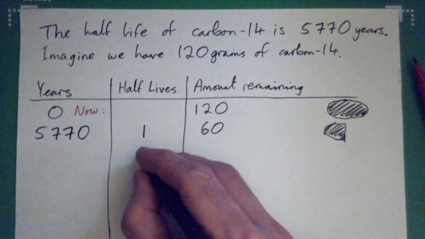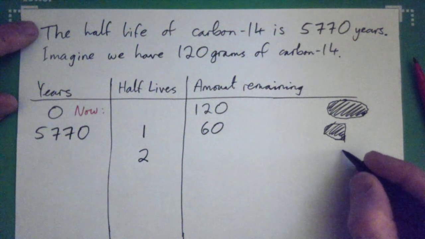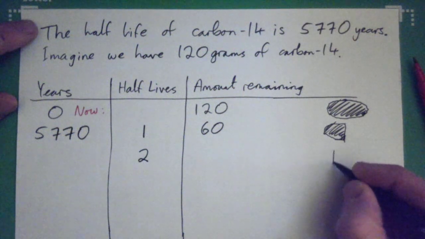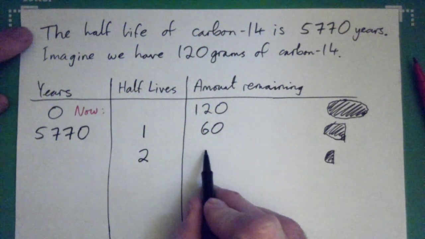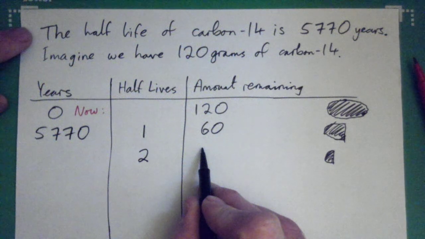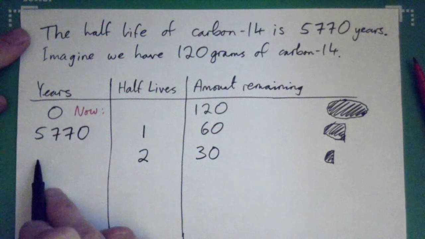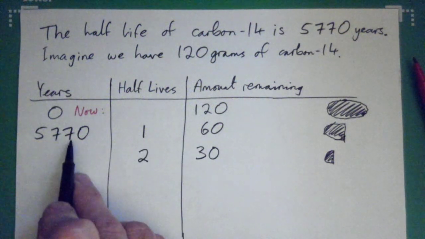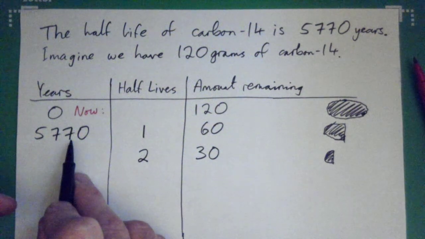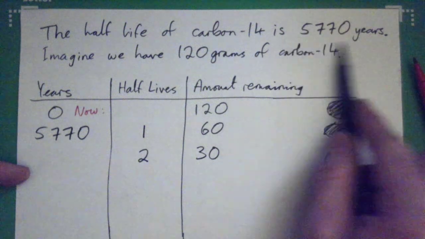So after another half-life, there'll be half of it left again. And so half of that again would be like just this little bit, right? So how many grams would be left after another half-life? 30, good. And how many years later would that be? So, yeah, so 60 grams was 5,770 years. That's one half-life. So another half-life, see, every half-life takes this amount of time.